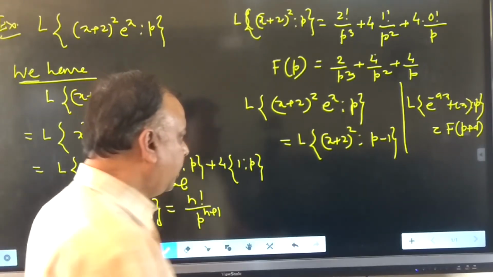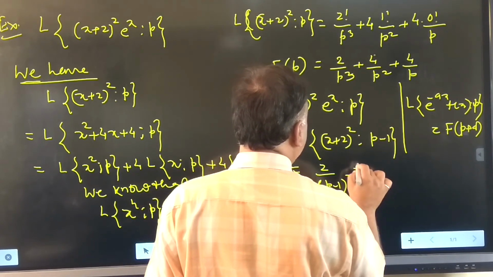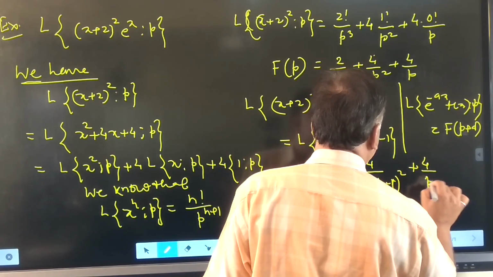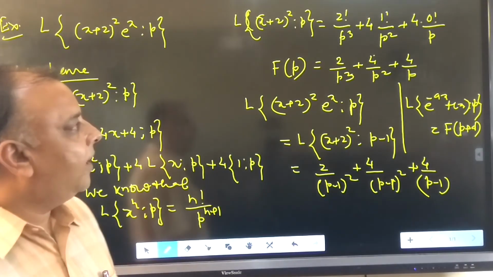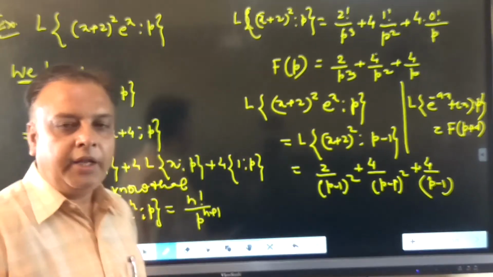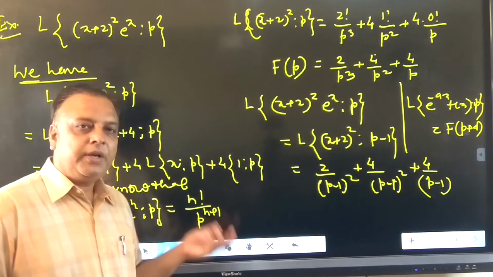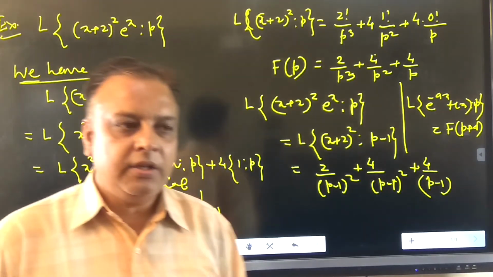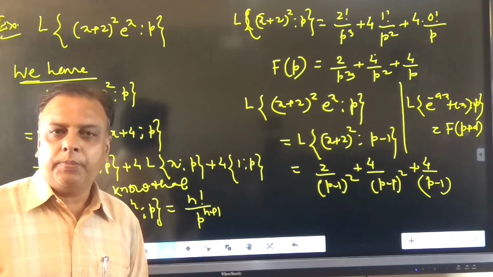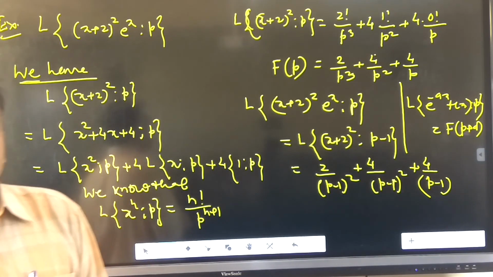So putting these values in the Laplace transformation, we get 2 upon (p minus 1) whole cube plus 4 upon (p minus 1) whole square plus 4 upon (p minus 1), which is the required Laplace transformation of this function. So in this problem, we have used the linearity property and then the first shifting property. We have discussed the various properties of the Laplace transformation, and by these properties we have simplified a problem. In next class we will see some properties of Laplace transformation and various transformations of the differential functions and the integral functions also. Thank you very much.